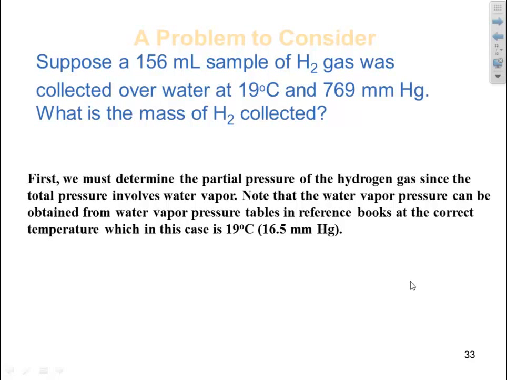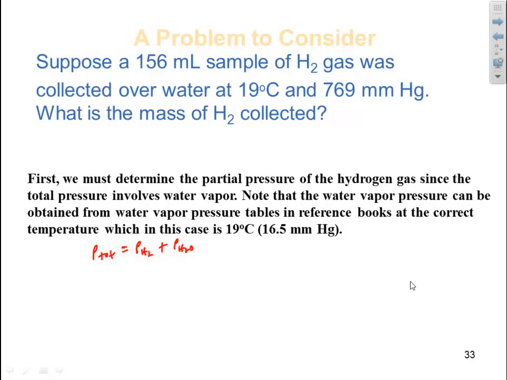Note that the water vapor pressure can be obtained from the water vapor pressure tables and reference books at the correct temperature, which in this case is 19 degrees C. So I looked up the vapor pressure of water at 19 degrees C, which is 16.5 millimeters of mercury, on a table that would be given to you. Well, we know the total pressure is equal to the pressure of your hydrogen gas, which is important to us, plus the pressure of your water vapor.